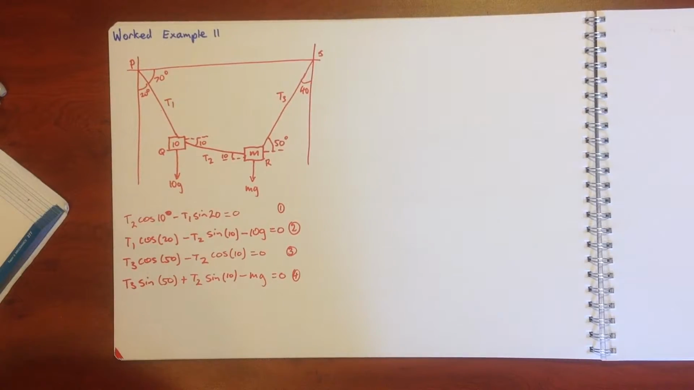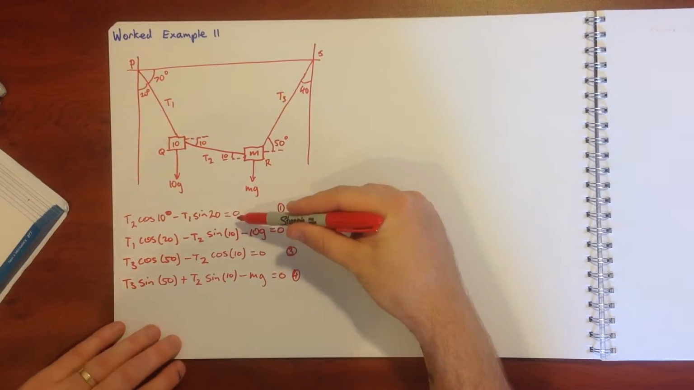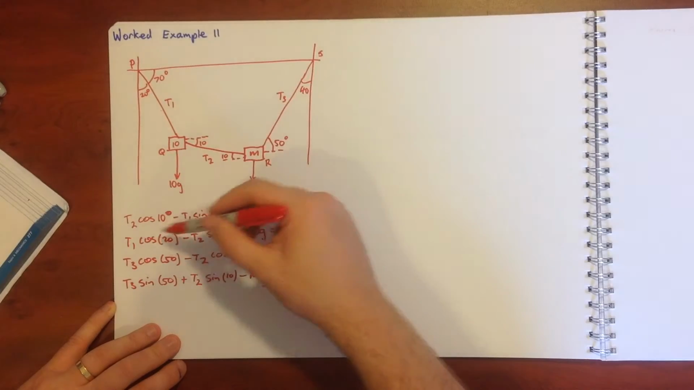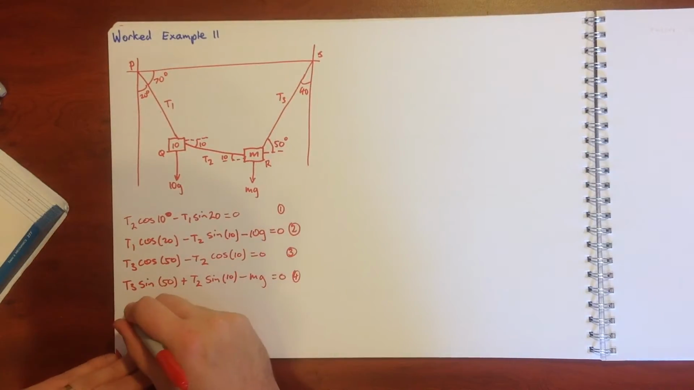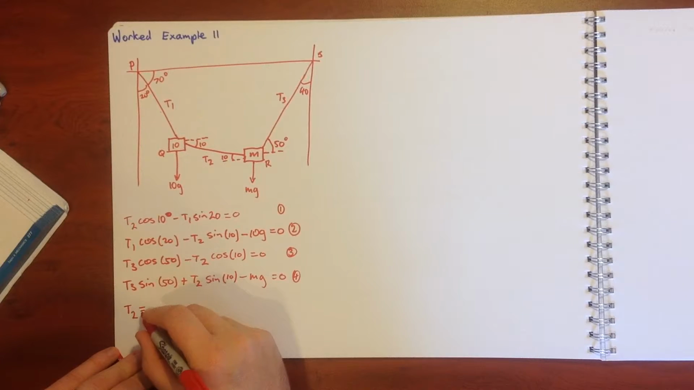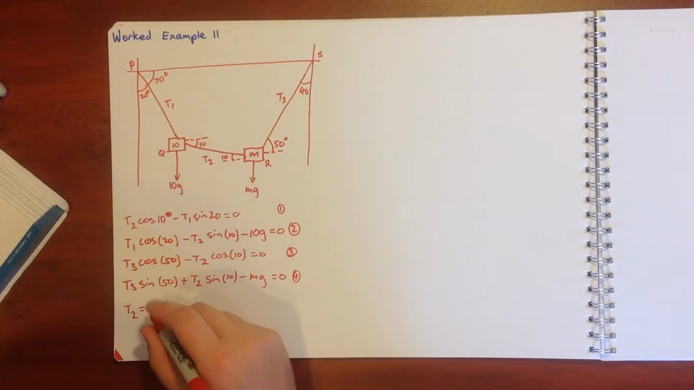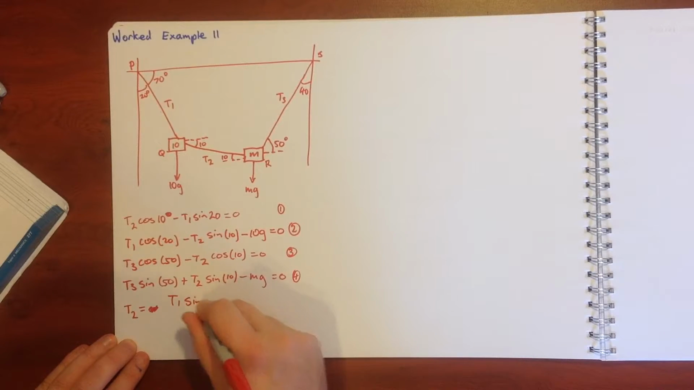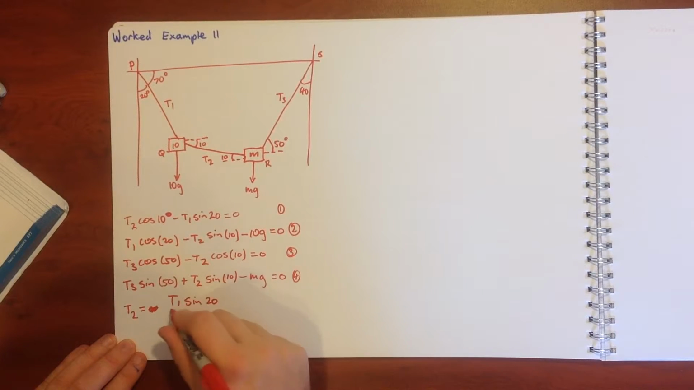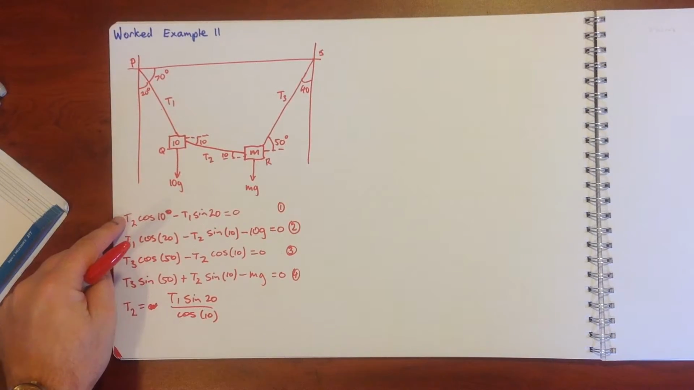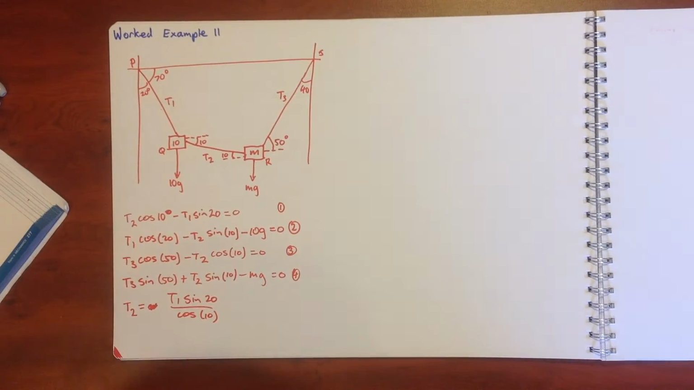Okay, so there's a fair bit of work to do here. We're going to use equation 1 to express T2 in terms of T1. So when we rearrange this, we're going to get T2 equals, sorry, looking at the wrong line, T1 sine of our 20 degrees over cos of 10 degrees. That's just rearranging this first equation for T2.